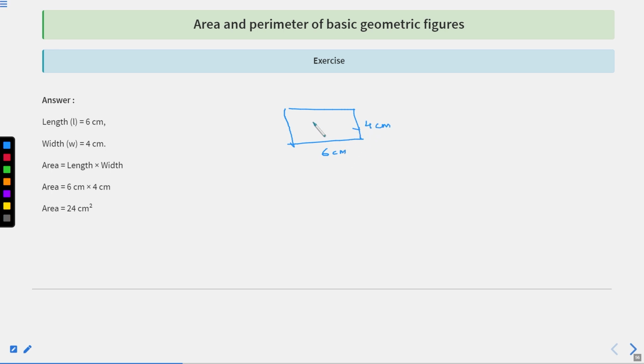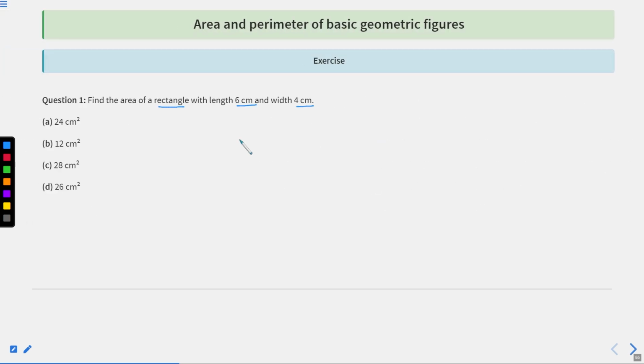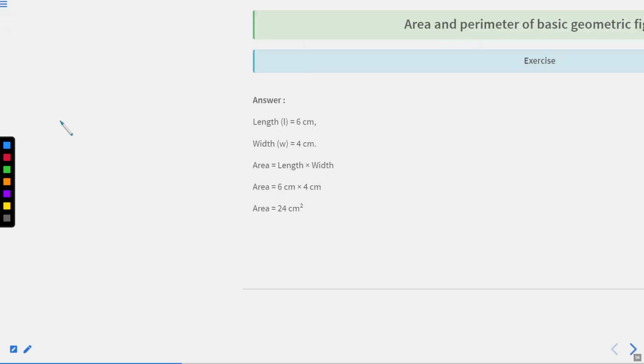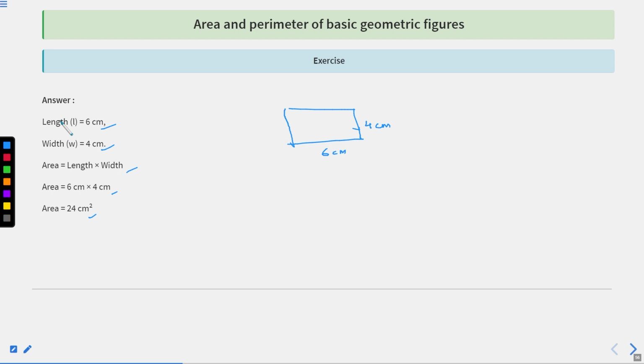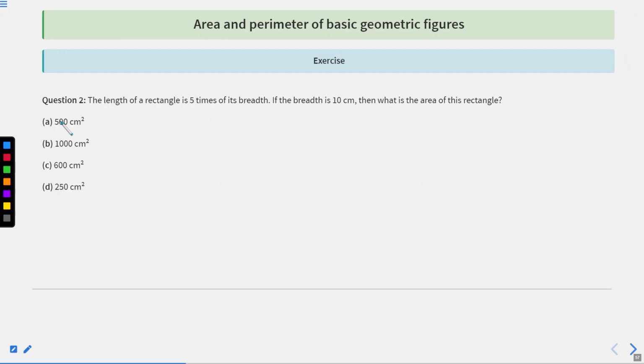So now, how do we find the area of rectangle? Whenever I say area of rectangle, a formula should strike to your mind immediately. That is length into breadth. Since length is known to you, which is 6 centimeter, width is known to you, that is 4 centimeter. So the area is length into width, that is 6 centimeter into 4 centimeter. So your final answer should be 24 centimeter square. Therefore, our answer should be 24 centimeter square. That is option number A for you. So let us move ahead to question number 2.